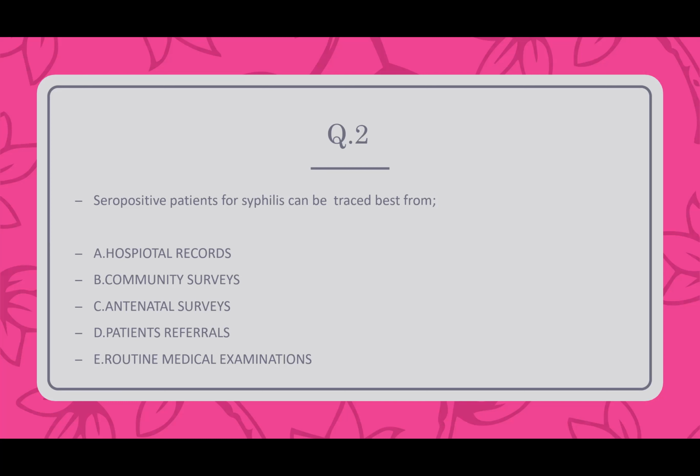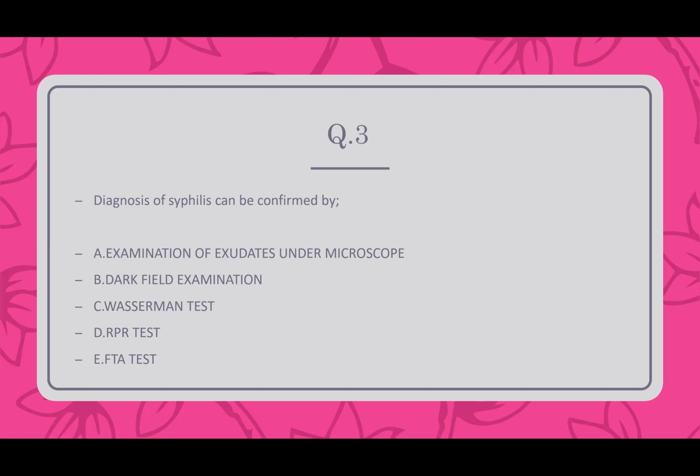Because of the chain with STIs, when one patient is known, it tells about the other patient. So it's the patient referrals. Next question: diagnosis of syphilis can be confirmed by examination of exudates under microscope, dark field examination, Wassermann's test, RPR test, FTA test? No, it's E, FTA test, first and favorable random test.